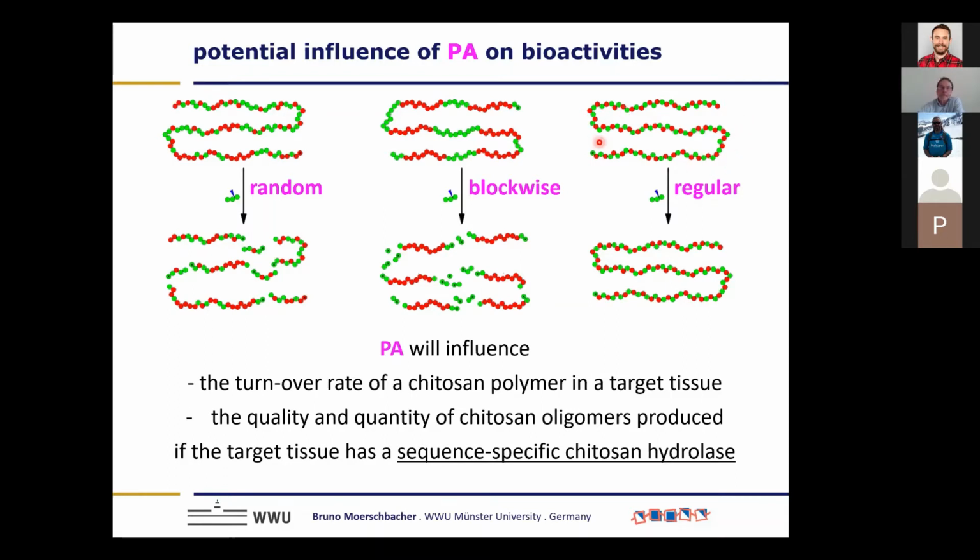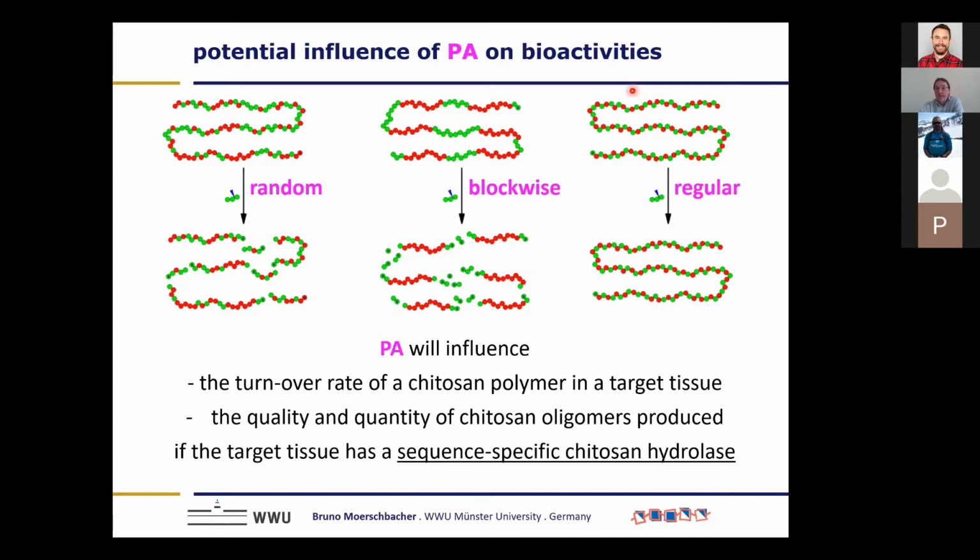Now, imagine that in a tissue to which you apply this chitosan, you would have a sequence-specific chitosan hydrolase. Like this one, this would be lysozyme. In our body, we have lysozyme, which has chitinase activity. It can cleave chitin and chitosans, but it requires 3 acetylated units next to each other for a single cut. Now, if this blockwise chitosan would be degraded, then the acetylated blocks would be degraded to small polymers, where the deacetylated blocks would remain intact.